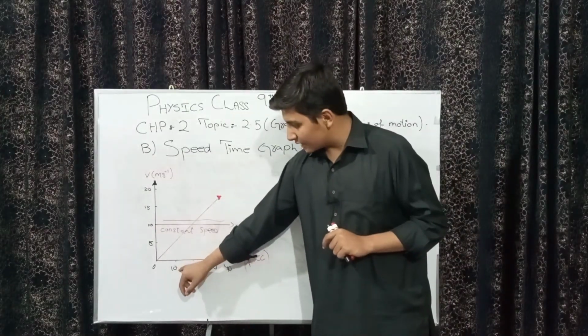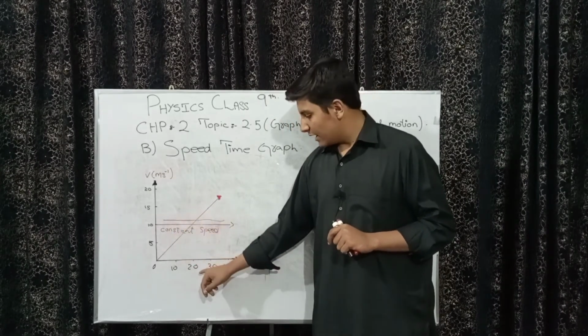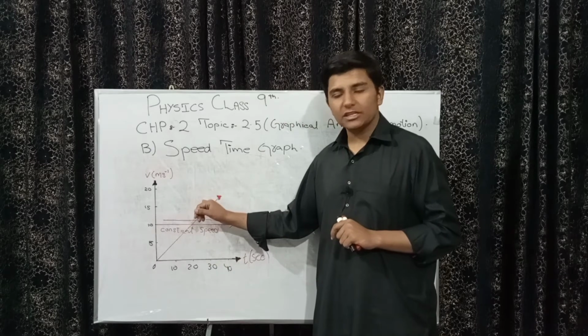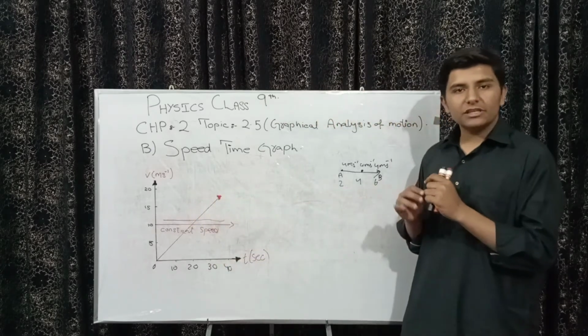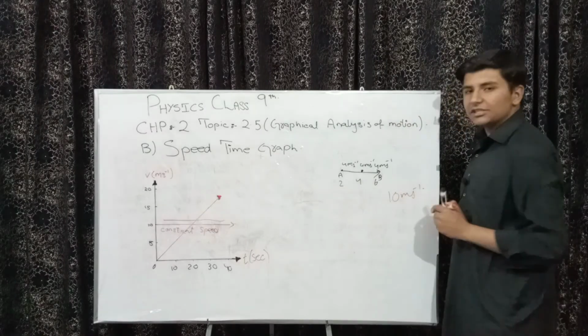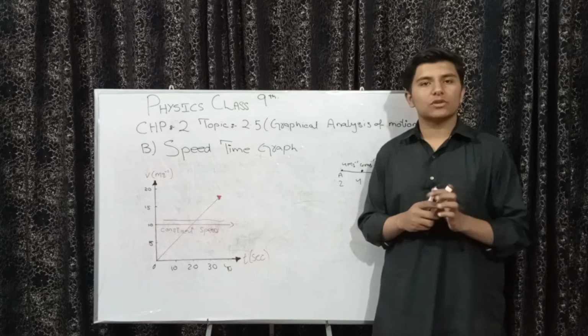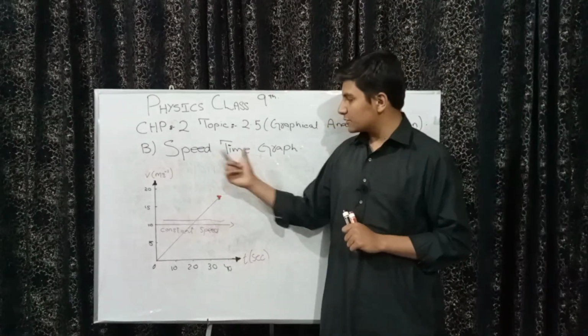Meaning at 10 seconds, it was at 10 meters per second. At 20 seconds, it was at 10 meters per second. At 30 seconds, it was again at 10 meters per second. Meaning 10 meters per second was a constant speed for it, which was not changing with time. This is the condition of constant speed in the speed time graph.